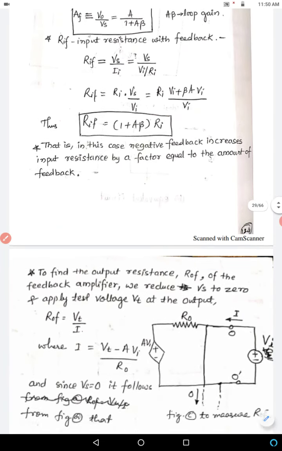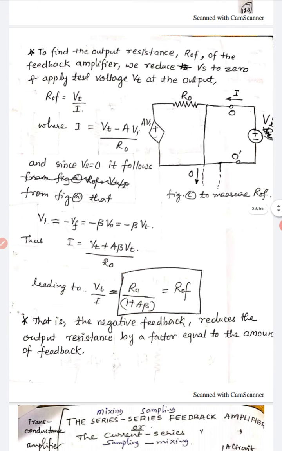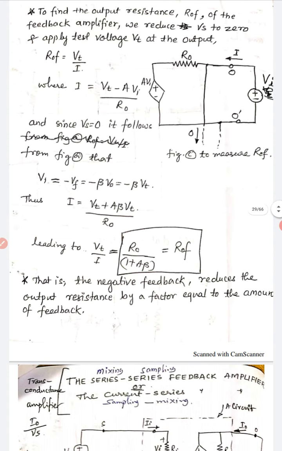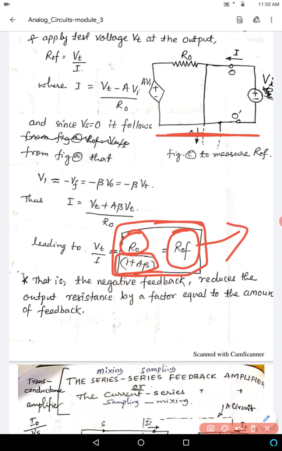To find the output resistance, we consider another diagram, the same one. Suppose we consider VS as 0, that is the source voltage as 0, and we find the output resistance. For that, this is your equivalent diagram, you have to remember. After finding it, we obtain the output resistance with feedback, ROF, equal to the output resistance divided by 1 plus A beta. You have to remember this: what is the equation for RIF and what is the equation for ROF?